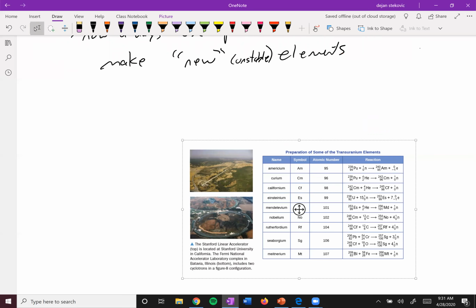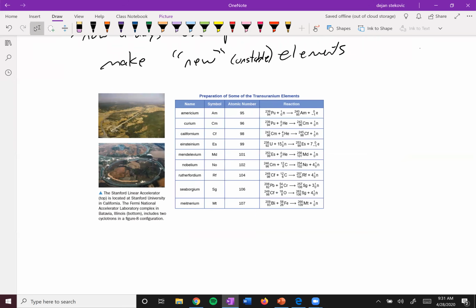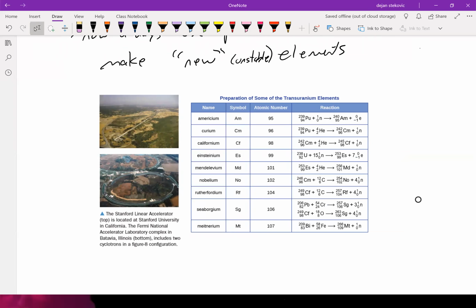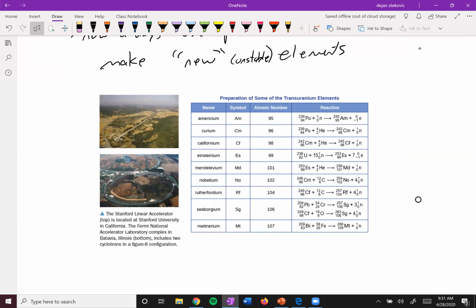So the picture on the left is some particle accelerator, and then the table on the right is just some examples of some transuranium elements, right? So we basically take uranium, and then we shoot other nuclei at it. Basically, in these things, there's nuclei kind of zipping back and forth at each other. You got to slam them really hard against each other to make new elements.